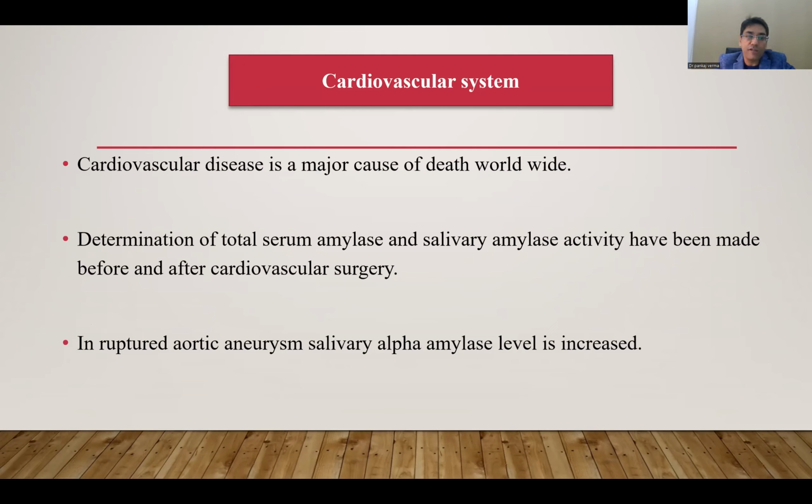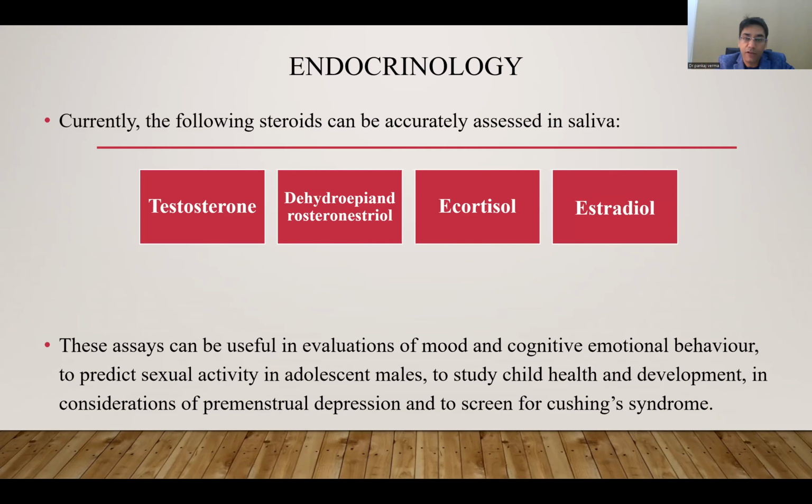Now, in the cardiovascular system, cardiovascular disease is a major cause of death worldwide. The determination of serum amylase and salivary amylase activity has been made before and after cardiovascular surgeries. In ruptured aortic aneurysm, salivary alpha amylase is increased. It has an application in endocrinology also.